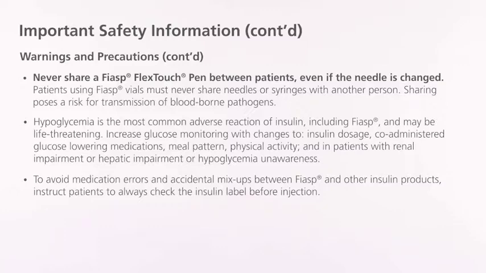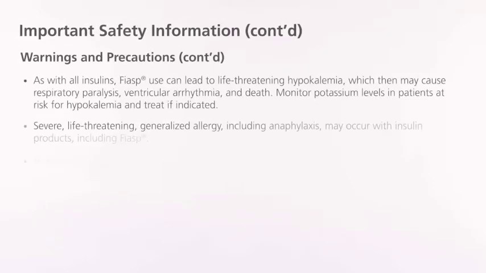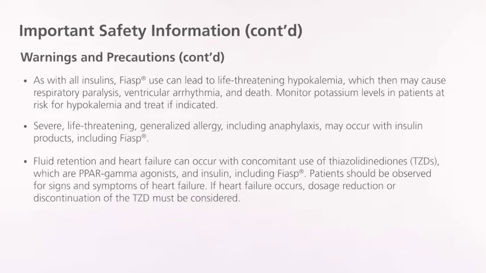To avoid medication errors and accidental mix-ups between Fiasp and other insulin products, instruct patients to always check the insulin label before injection. As with all insulins, Fiasp use can lead to life-threatening hypokalemia, which then may cause respiratory paralysis, ventricular arrhythmia, and death. Monitor potassium levels in patients at risk for hypokalemia and treat if indicated. Severe life-threatening generalized allergy, including anaphylaxis, may occur with insulin products, including Fiasp.